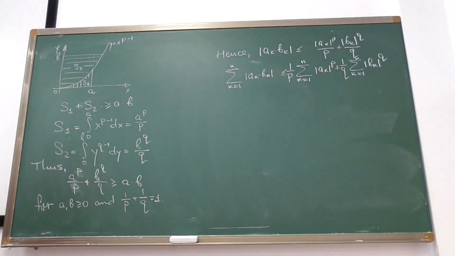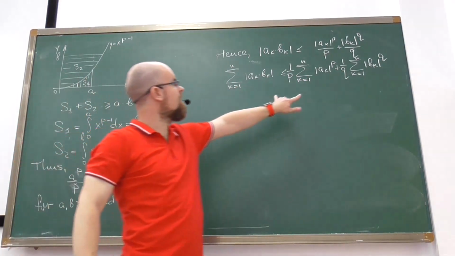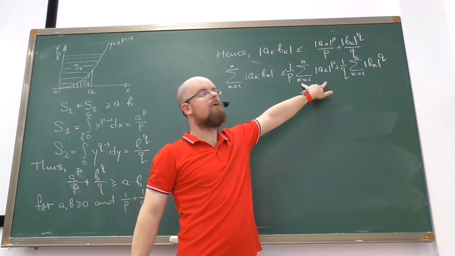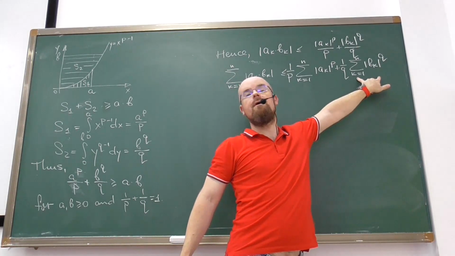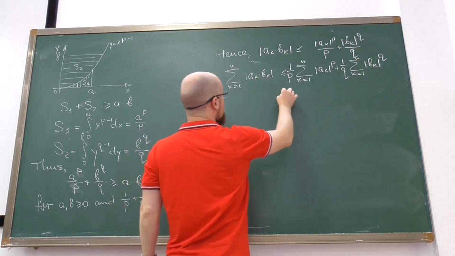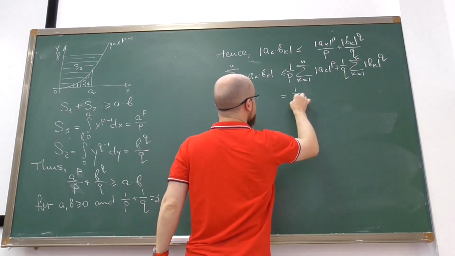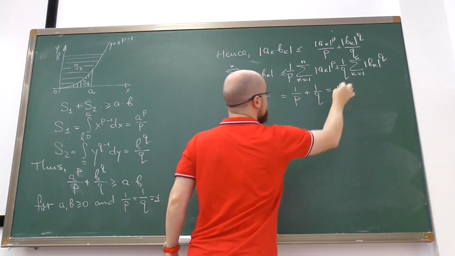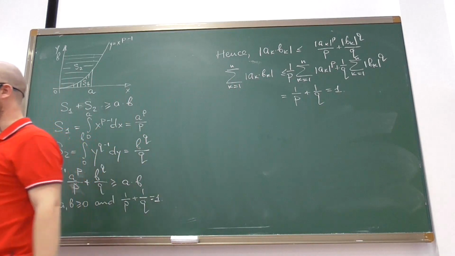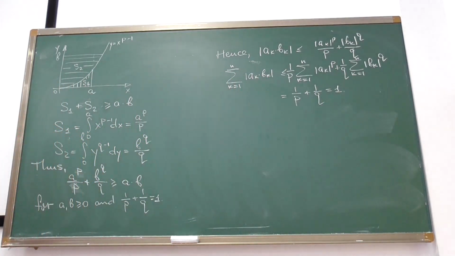But according to our assumption, what is the value of this sum? It is 1. And what is the value of this sum? It is 1 as well. So what we have here is 1 over p plus 1 over q, which equals 1 by our assumption as well. And so we are done with the Hölder inequality.